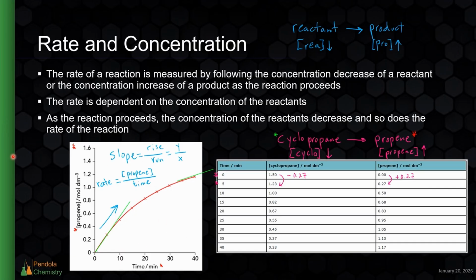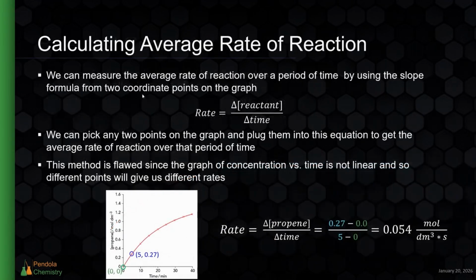So let's talk about the data we can get from this graph. The first set of data is what we call the average rate of reaction. Now, the average rate of reaction is something that we measure for a reaction as a whole over a specific period of time by essentially using the slope formula. The slope formula, if you remember from geometry or algebra 1, is rise over run, or y over x, right? And that's what we just saw in the previous slide.